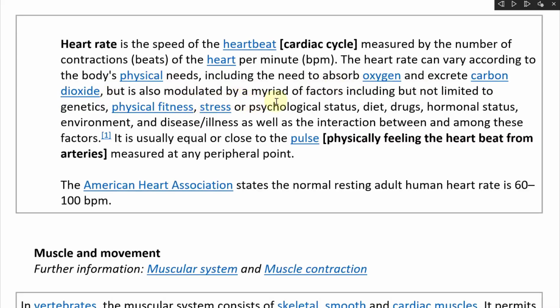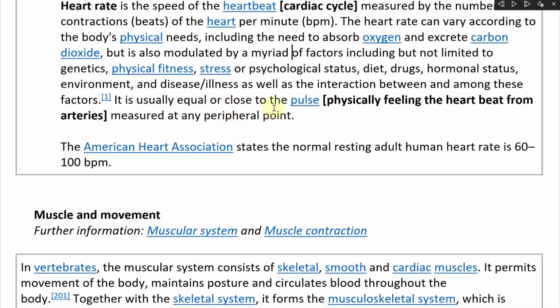But it is also modulated by a myriad, is that the pronunciation? Myriad, or lots of factors, including but not limited to genetics, physical fitness, stress, or psychological status. Diet, drugs, hormonal status, environment, and disease or illness, as well as the interaction between and among these factors.